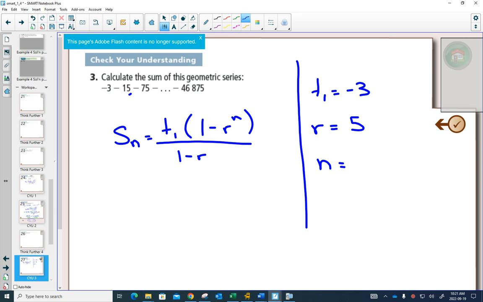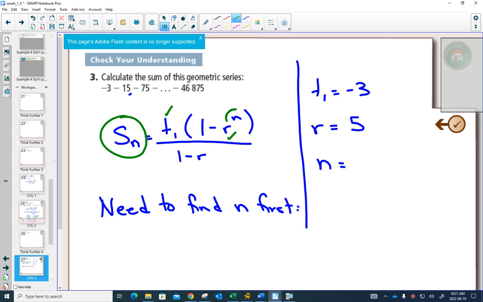Okay, now we have a problem. I don't know n. So I'm going to make a note. I need to find n first. Because right now, in this question, I knew term 1, I knew r, I want to find this, and I also don't know this. If there are two things in a formula that you don't know, you cannot solve for that formula. So in order to solve for this formula, we need n. So we have to go to our other formulas.